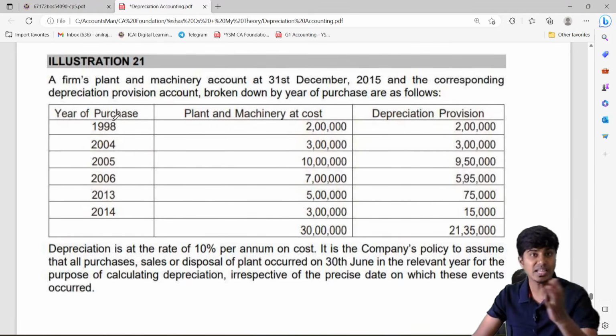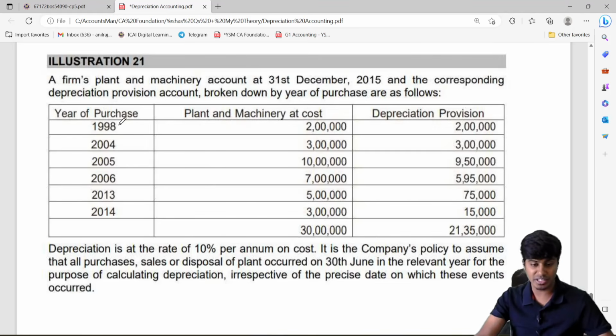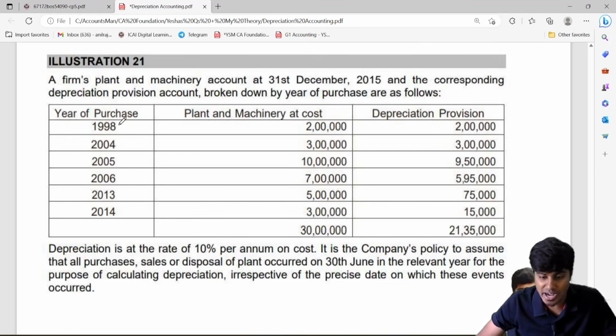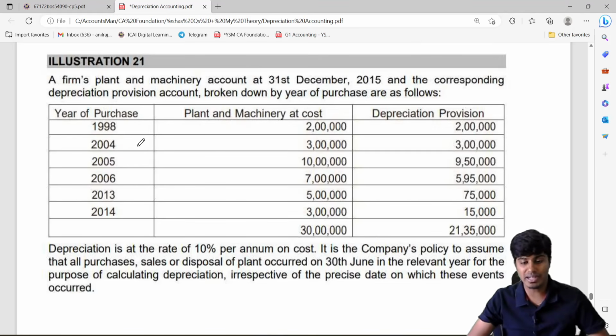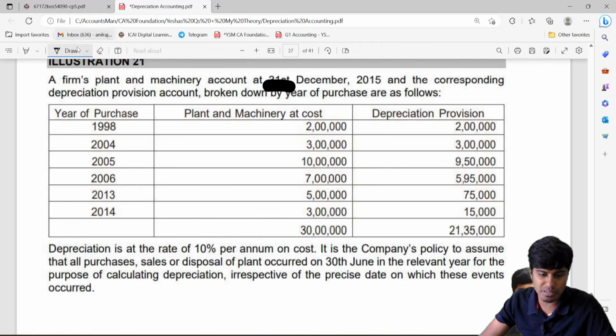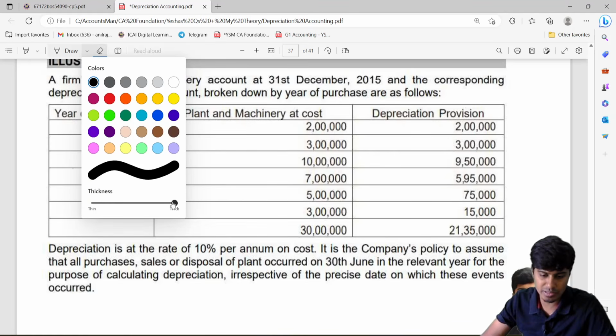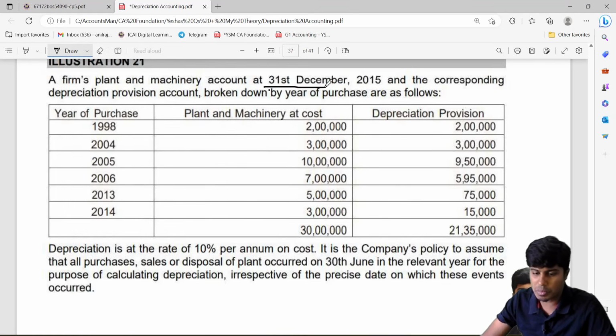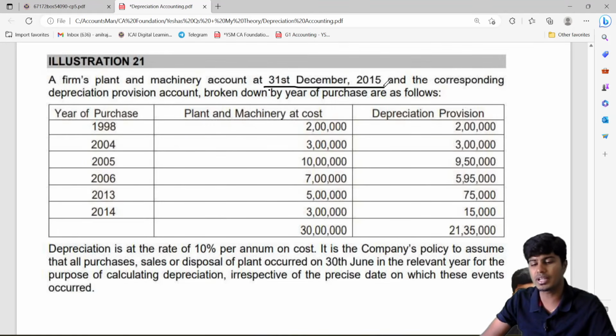There are several assets which are purchased in different years starting from 1998 to 2014. But right now, as of date, they are asking us to prepare plant and machinery account as at 31st of December 2015. Let me reduce the thickness of the pen. They want us to prepare the machinery account for the year ending 31st of December 2015.